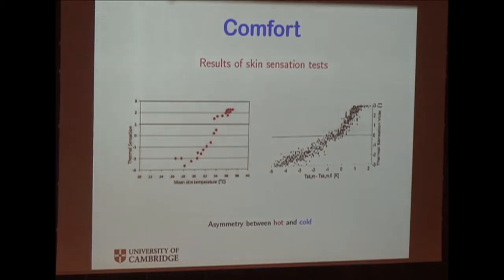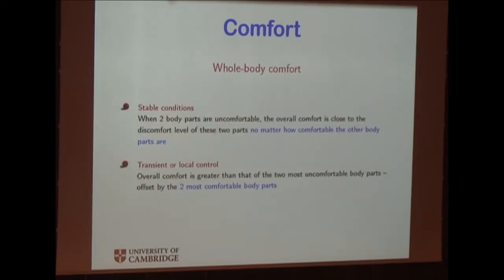Your body temperature is 37 degrees, and so you feel much less tolerance to temperatures that are high and close to 37 degrees than you do for temperatures that are much colder than you are. And so this asymmetry, again, means that cooling is a major problem in this system. And what they show is that when you're in stable conditions, you tend to be uncomfortable if 2 of your body parts are uncomfortable. But in transient conditions, even if you're uncomfortable, you can become comfortable if 2 body parts are made comfortable, even if the rest of your body is not.